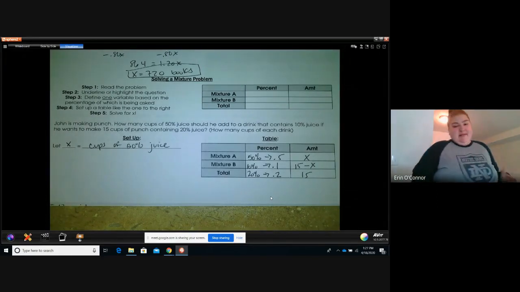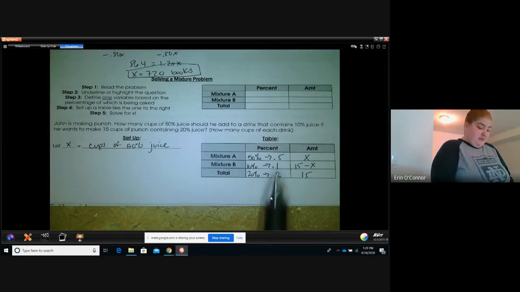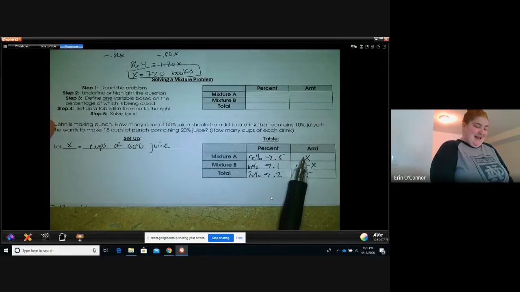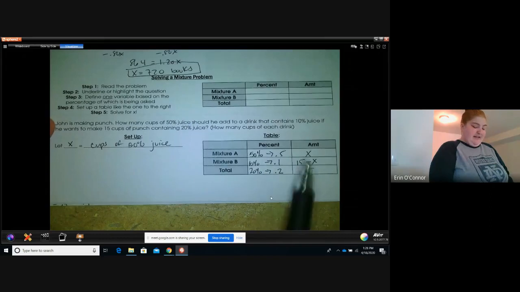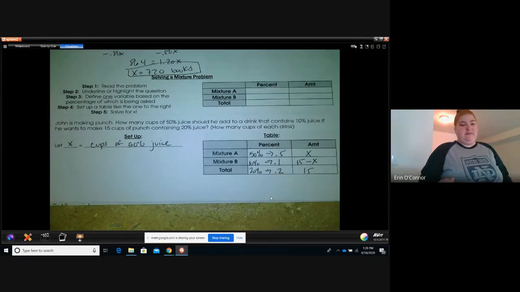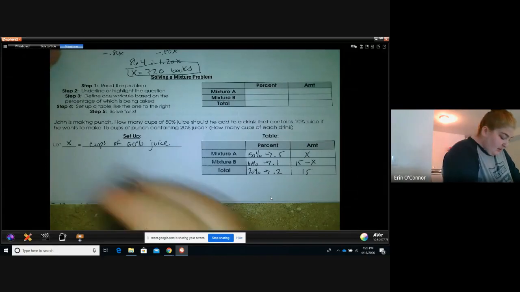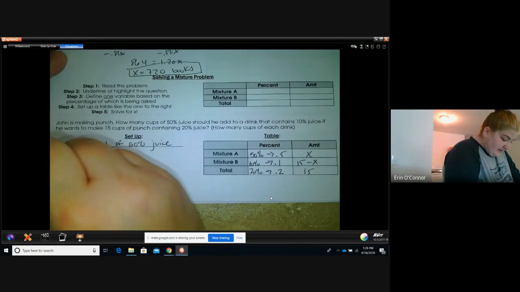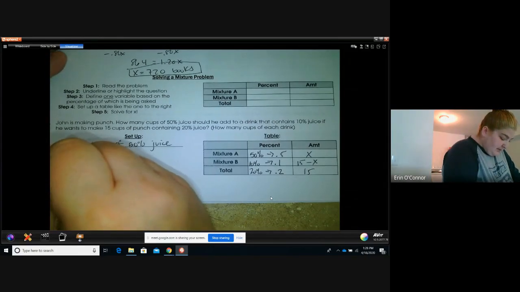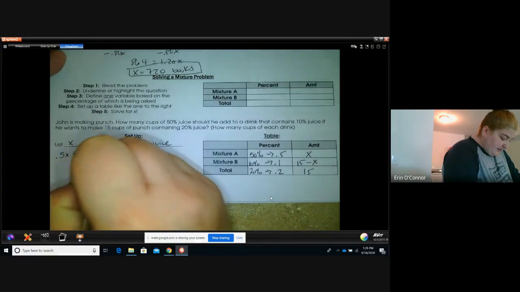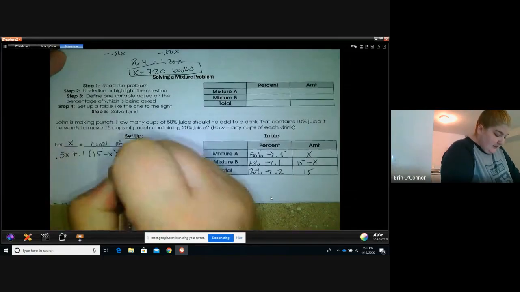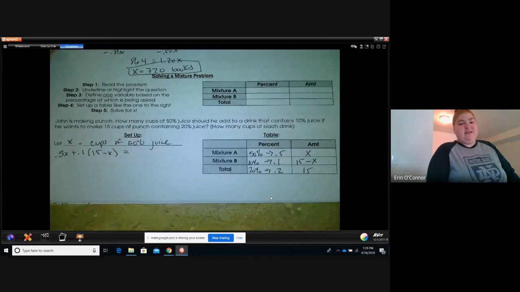So now that I have this, we are going to multiply the percent times the amount and add it to the second percent times the amount, and that's going to equal the total percent times the total amount. So it kind of takes out the middleman of creating two different equations. We're just going to create one equation here. So we have 0.5x plus 0.1 times 15 minus x equals 0.2 times 15.